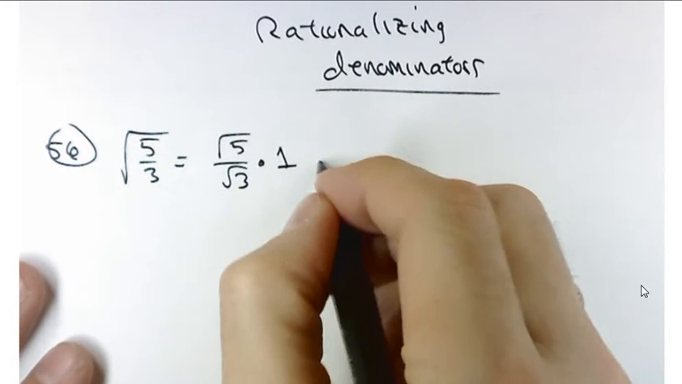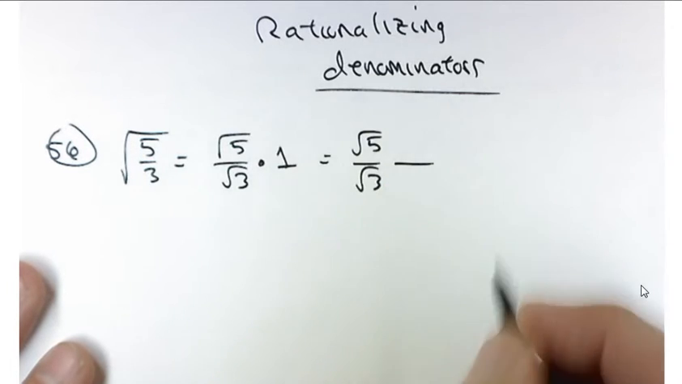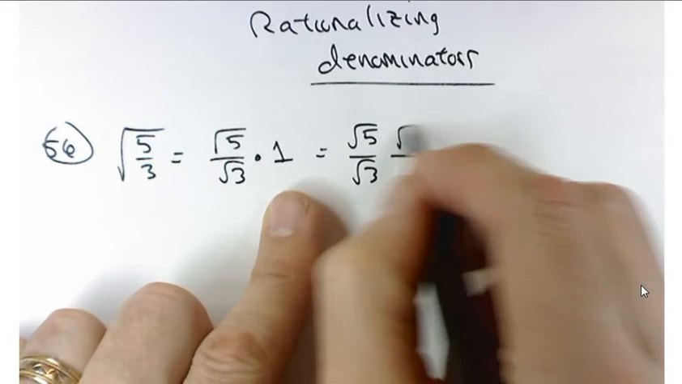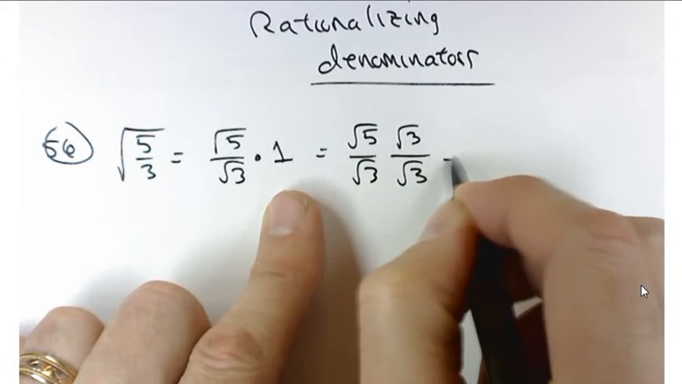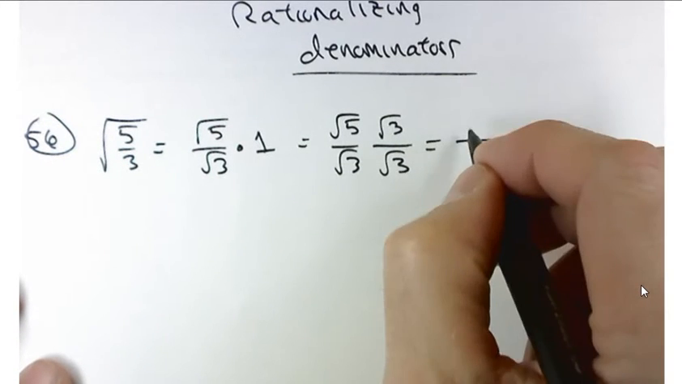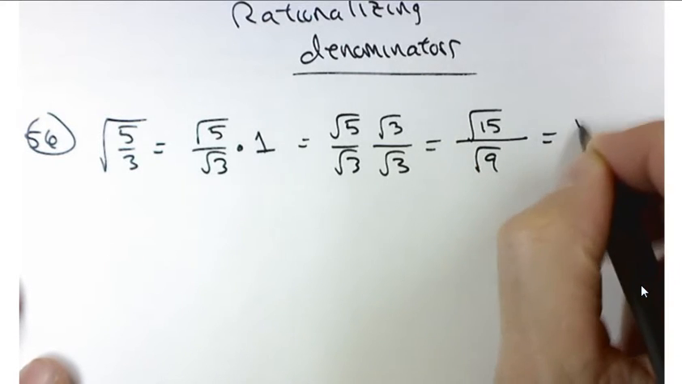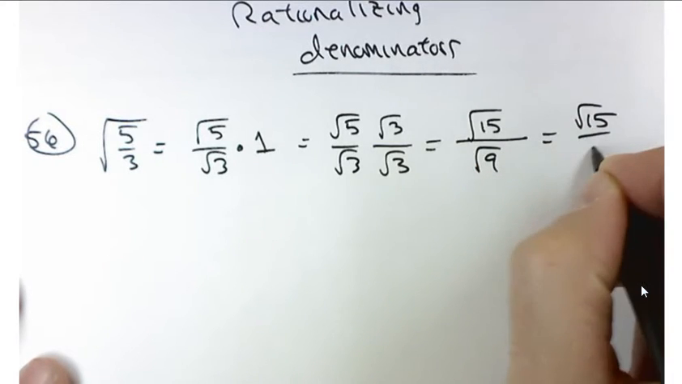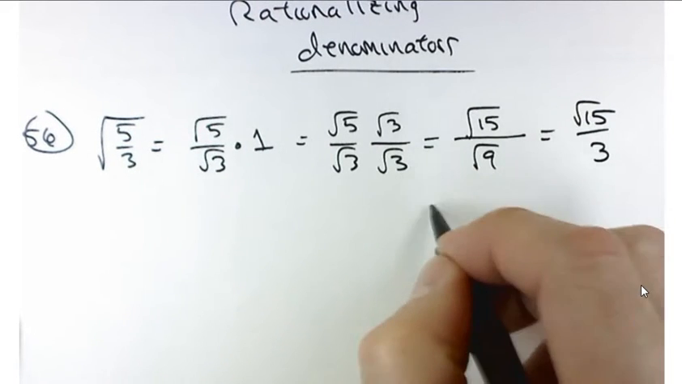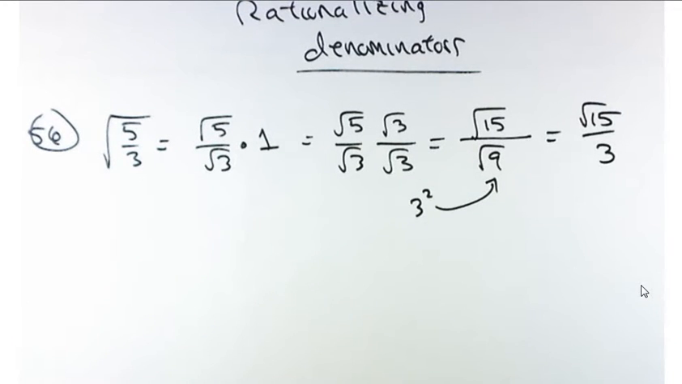So the question is, what form of 1 can I choose to make a meaningful simplification? Well, I could choose to multiply by the square root of 3 over the square root of 3. How does that help? Good. You get the square root of 15 over the square root of 9. But what happens to the square root of 9? It's 3. It helps because what I end up with here is a perfect square in the denominator. And then I can simplify that.